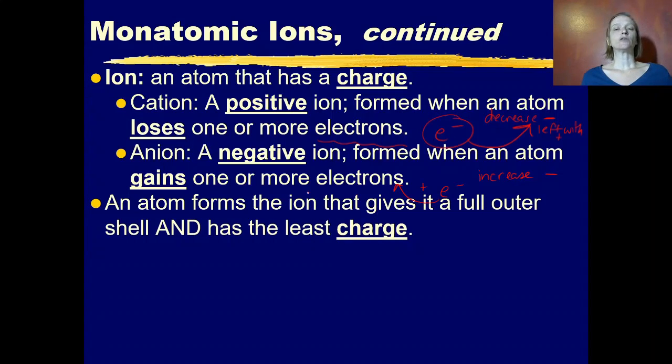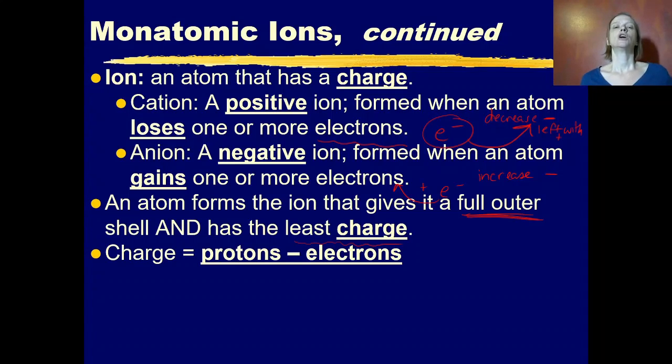An atom is going to form the ion that gives it a full outer shell, but has the least charge. So if you have a choice between gaining or losing electrons to get a full outer shell, you're going to go with the route that involves the least charge. Charge is calculated by doing protons minus electrons. Protons minus electrons gives you the charge. And you can remember that it's minus electrons because, of course, electrons have a negative charge.